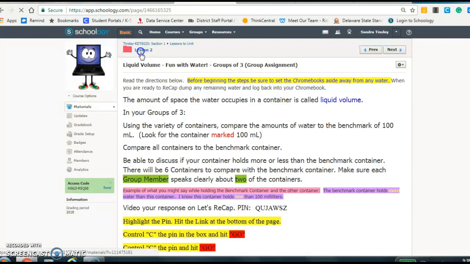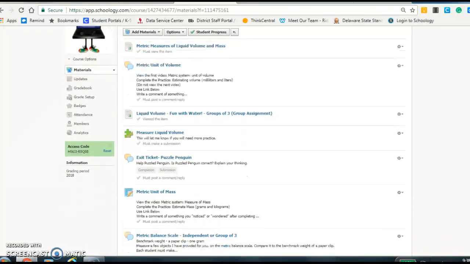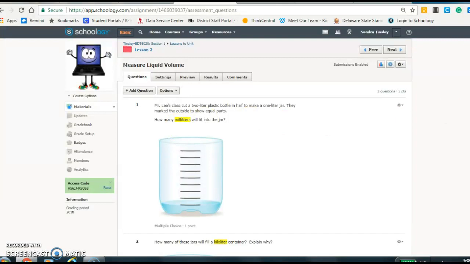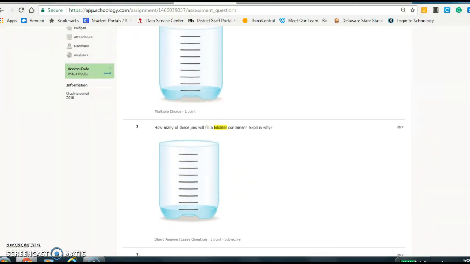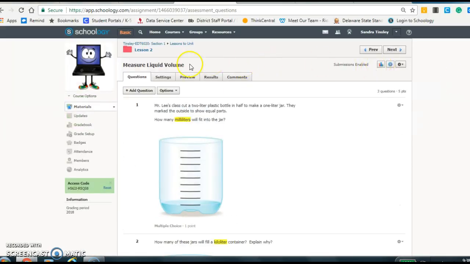Next, in lesson 2, they'll go on to measures of liquid volume. They'll do an assignment, and since they worked with a peer and did their video, they will now be able to do their assignment. They'll submit that assignment to me.